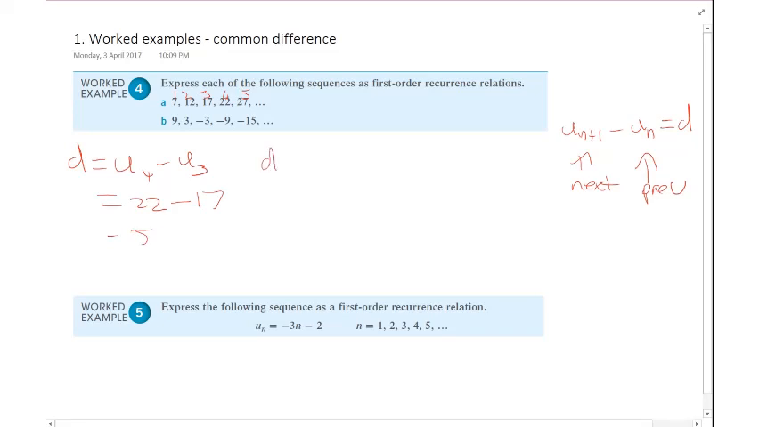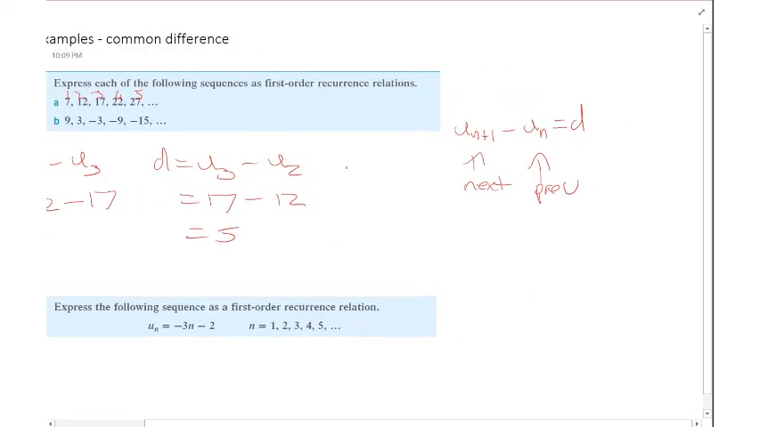What about D when I'm going U3 minus U2? U3 is 17, U2 is 12. Again, I get 5. Let's do one more: U2 minus U1. So that's going to be 12 minus 7 equals 5.